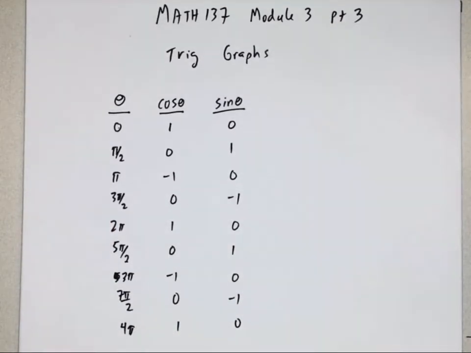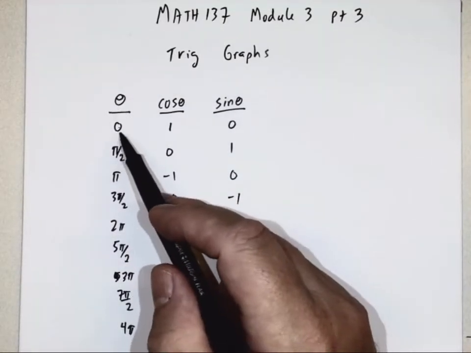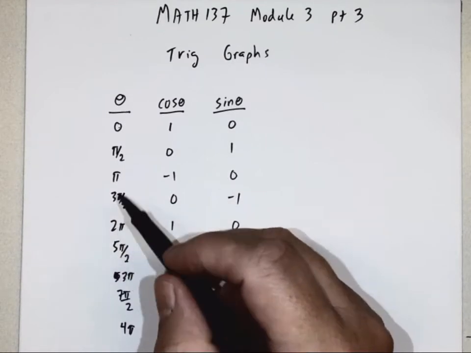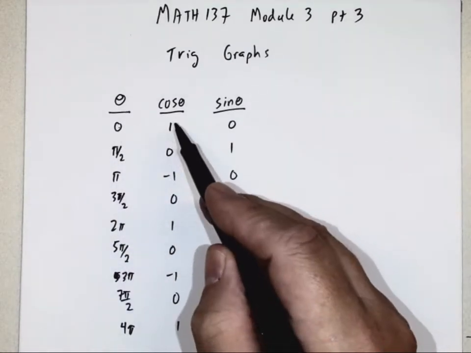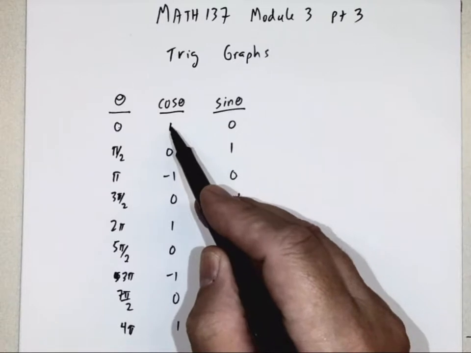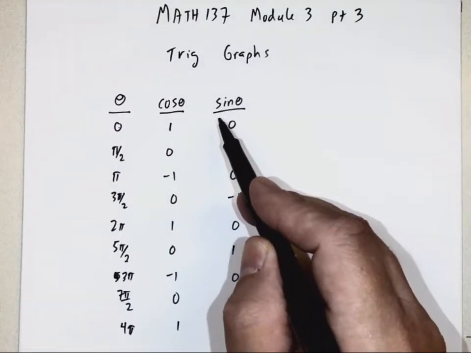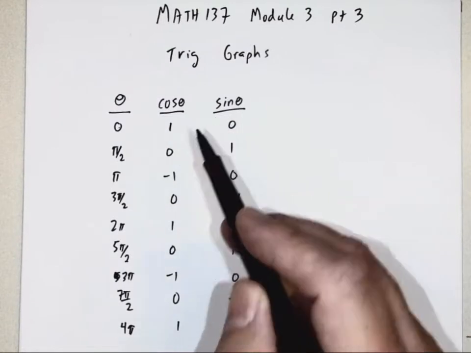So I've created this table. Once again, just to review, I'm looking at various angles as you move around the unit circle. And for each angle, I'm figuring out what's the cosine of that angle and what's the sine of that angle. And for me, the easiest way to determine these was just to use the unit circle.